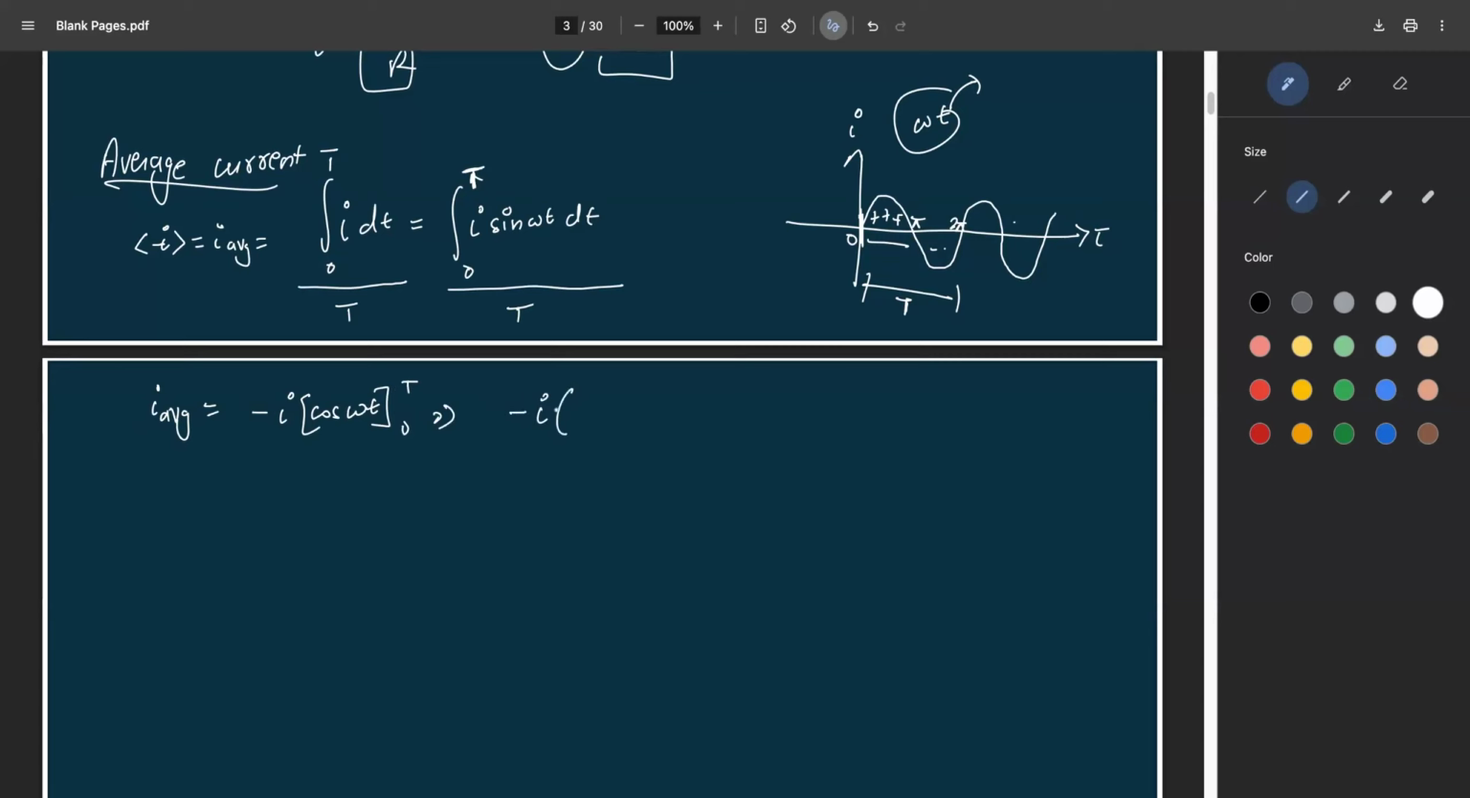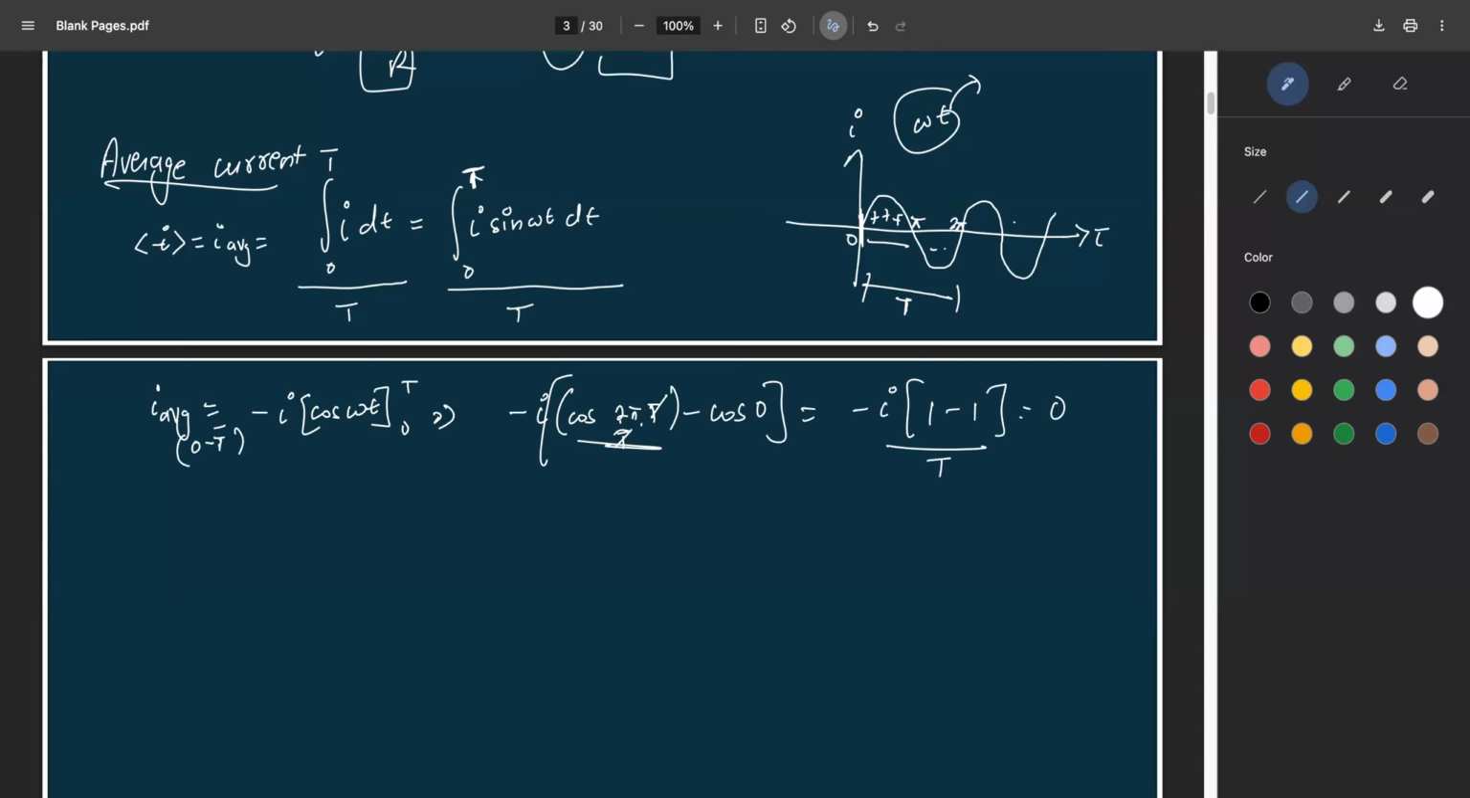Negative I, what is cos omega t? Cos 2 pi is 1, actually. Something minus cos of 0 degrees. So you get 1 minus 1, and that result is divided by T. So the average from 0 to T becomes 0. Is this clear, Kirtana? Yes. Okay.